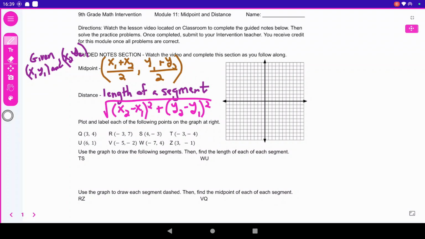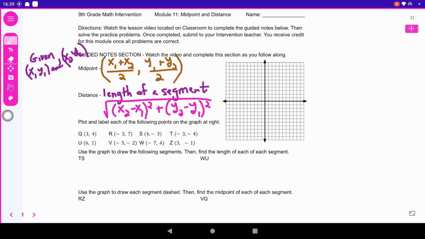Good day, everyone. Today we're talking about Module 11, which is on midpoint and distance. So a couple of things here. First, we're starting with the fact that we're going to be given 2 points, x1, y1, and x2, y2. Both of these formulas are based off that given information.